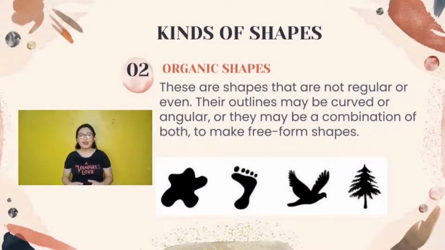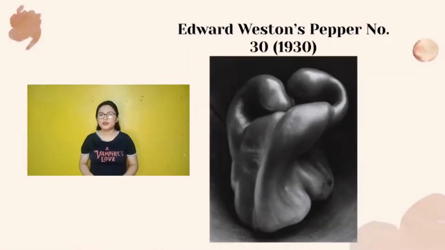The second and last kind of shape is organic shapes. These are shapes that are not regular or even. Their outlines may be curved or angular, or they may be a combination of both, to make free-form shapes. While geometric shapes are well-defined, biomorphic or organic shapes are just the opposite. Organic shapes are individual creations of the artist. They have no names, no defined angles, no standards, and no tools that support their creation. They can often be found in nature, where organic shapes can be as amorphous as a cloud or precise as a leaf. Organic shapes are often used by photographers.